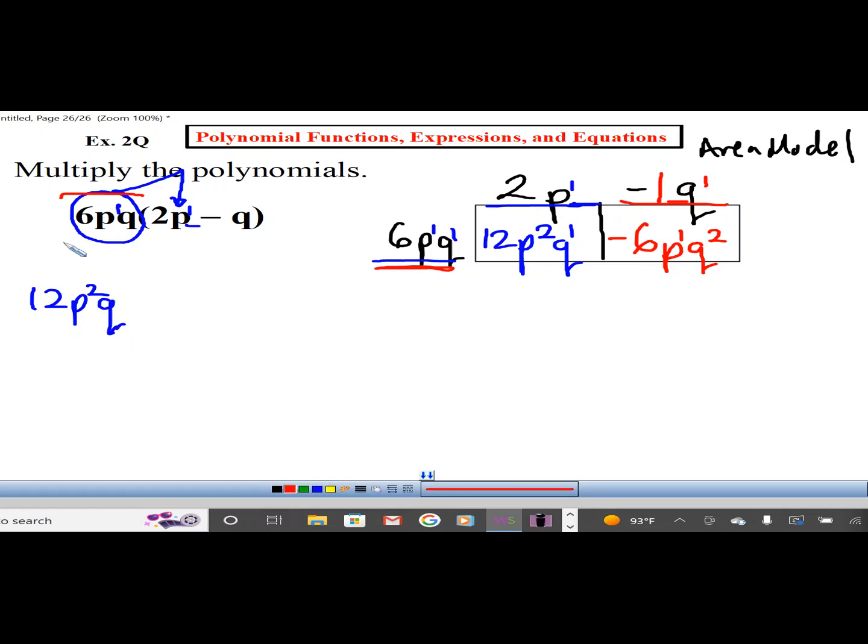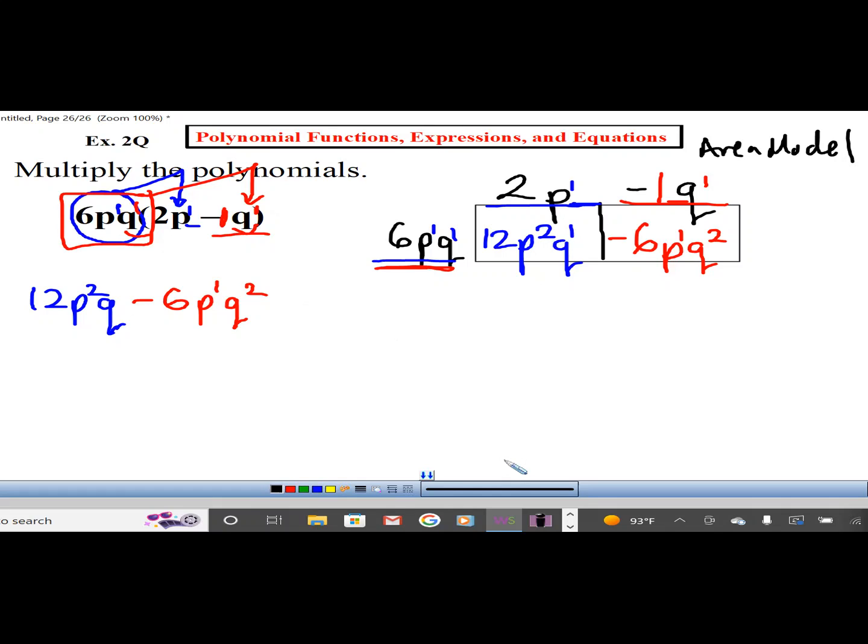Next, the same monomial now times the second term, this one. Put a 1 there and a 1 there. So what is 6 times negative 1? Negative 6. P to the first times nothing there. There's P to the first. Q to the first times Q to the first is Q to the second. Did we get the same answer as over here? Yes. Those are the two methods that we know so far.